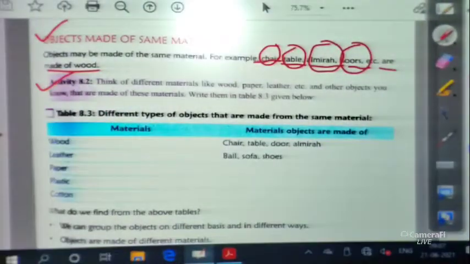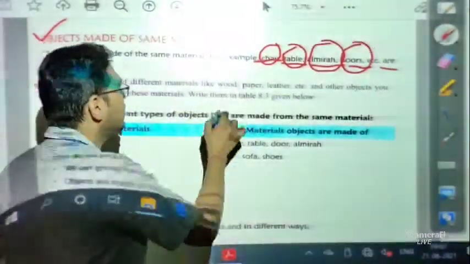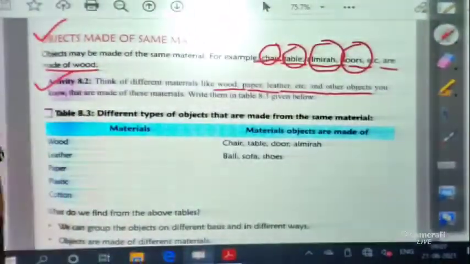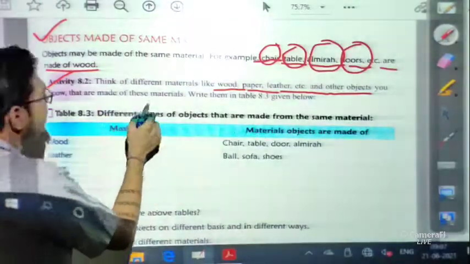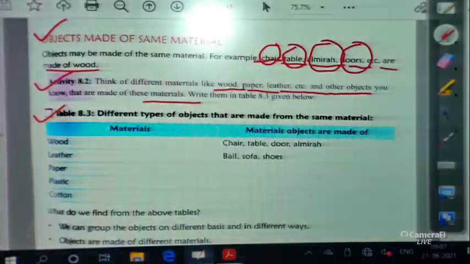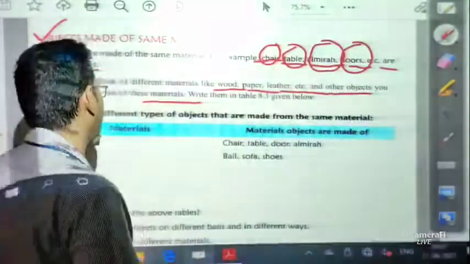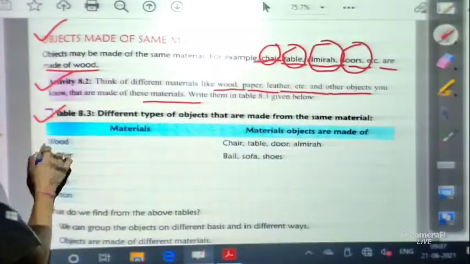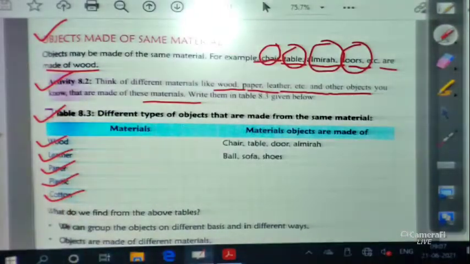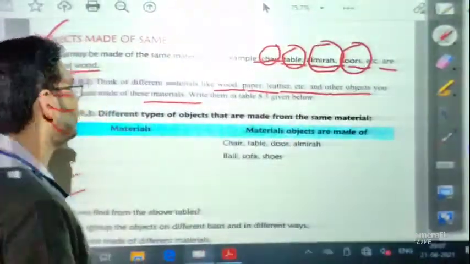Let us discuss activity 8.2, that think of different materials like wood, paper, leather, etc. and other objects you know that are made of these materials. Write down in table 8.3. So basically what does table 8.3 tell us? Table 8.3 tells us the different types of objects that are made of the same material. On the left side we are going to write down the materials such as wood, leather, paper, plastic, cotton. These are the materials, and what objects are they made of?